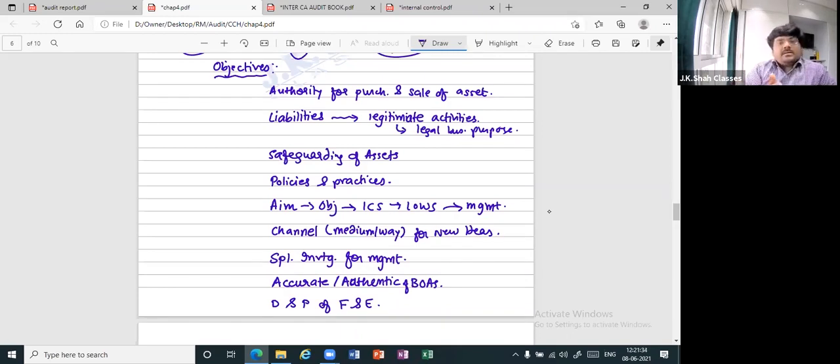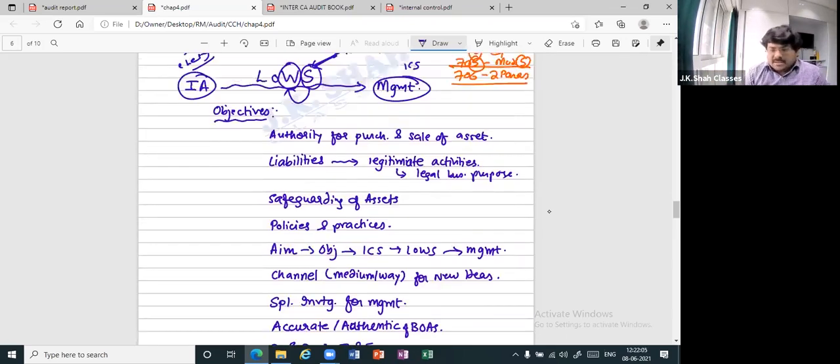Next, the internal audit helps to provide a channel, or you can say a medium or a way for new ideas which are given to the management, on how to make the ICS better. Next, obviously management sets up the ICS, but internal auditor is checking, so it acts as a special investigation for the management. Then internal auditor obviously has to also check whether all the books of accounts are authentic and accurate. And he has to check whether ICS is doing its main objective of detection and prevention of frauds and errors.